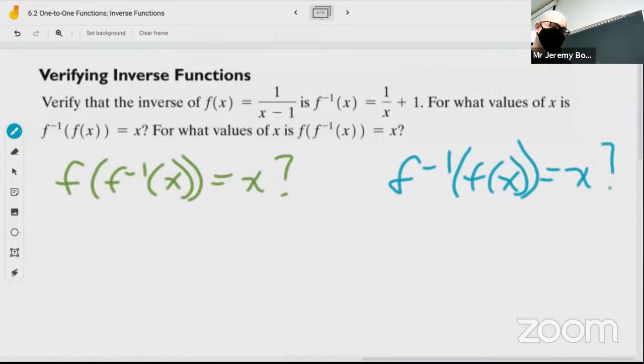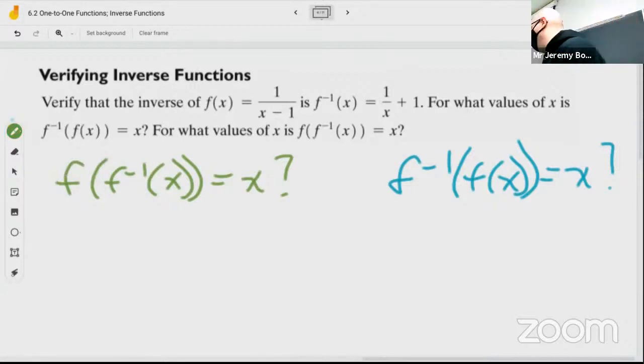Doesn't matter which one you do first. No, not really. And there's some thought that if one of them works, they should both work. But I think it's a good idea to do both of them just to make sure. All right, so let's do the first one first.